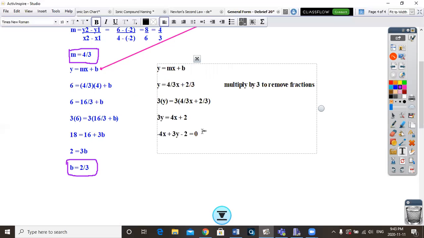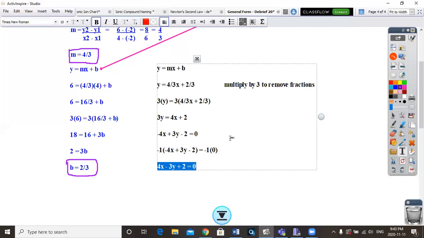So our last step is to multiply everything by -1 to remove the negative. So -1 times -4x plus 3y minus 2 equals, again, I'm still showing it, but you don't have to, -1 times 0. I don't expect you to write that, but just showing you that what you do to one side, you do to the other on an equation. And again, the -1 timesing it just switches the signs. And again, our x now will be positive. So 4x minus 3y plus 2 equals 0.